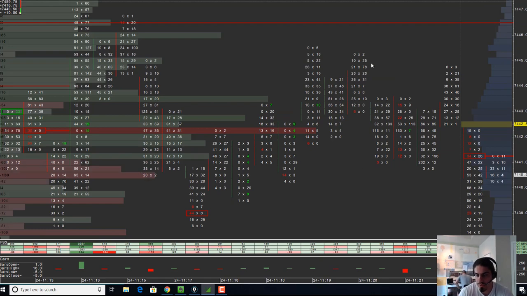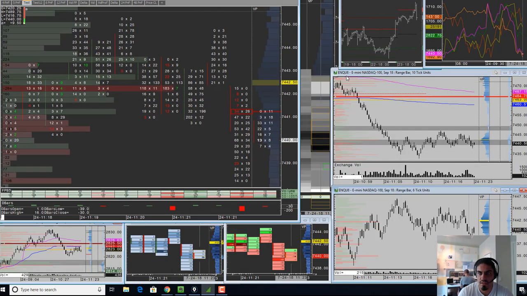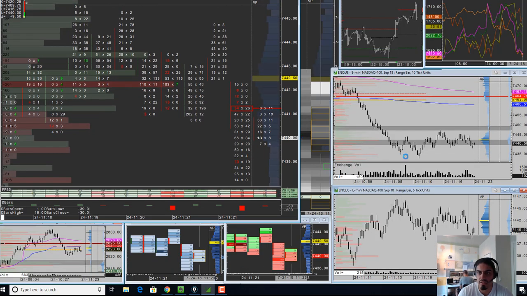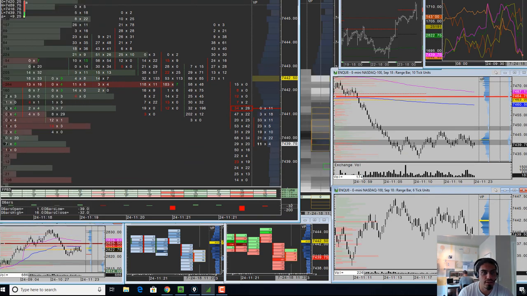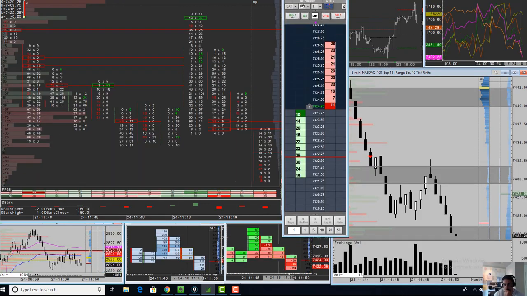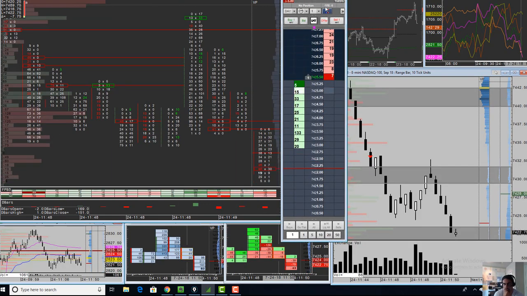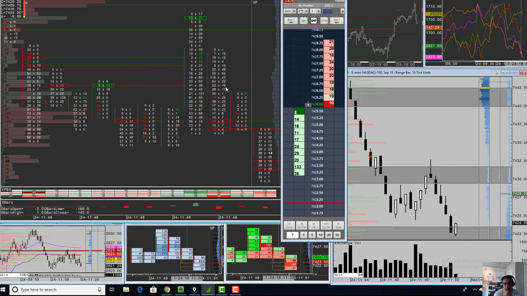So now that we've given you a little spiel and the premise of the easy level, let's go in here and look for a trade on NASDAQ. So guys, right here, we're looking for potential short on NASDAQ. You can see the easy levels printed here.